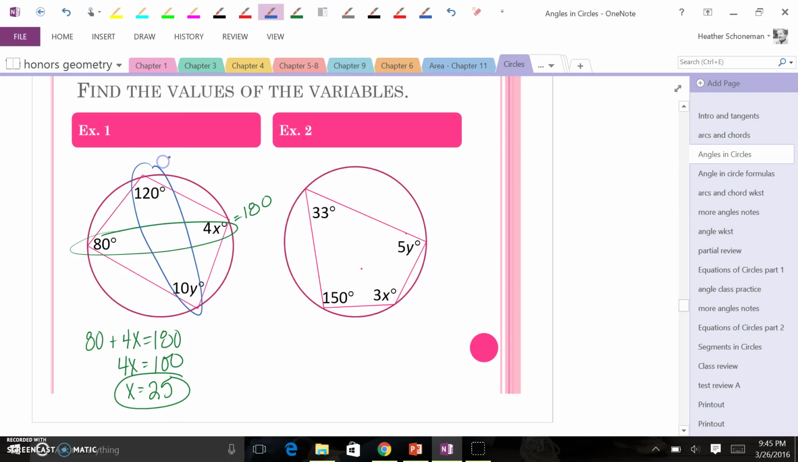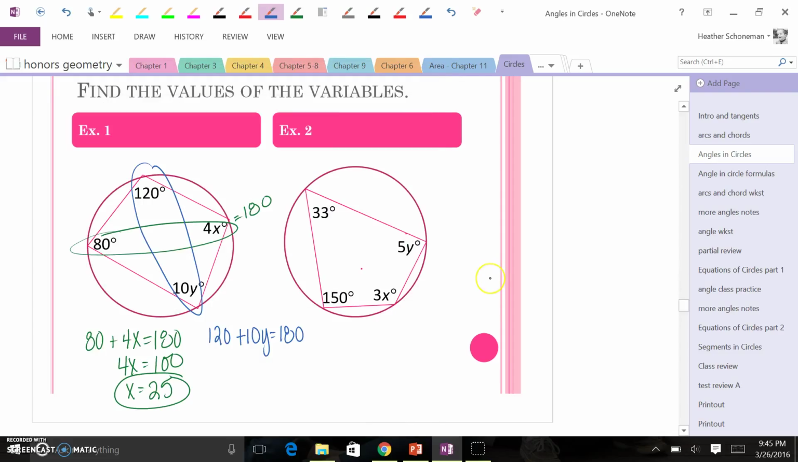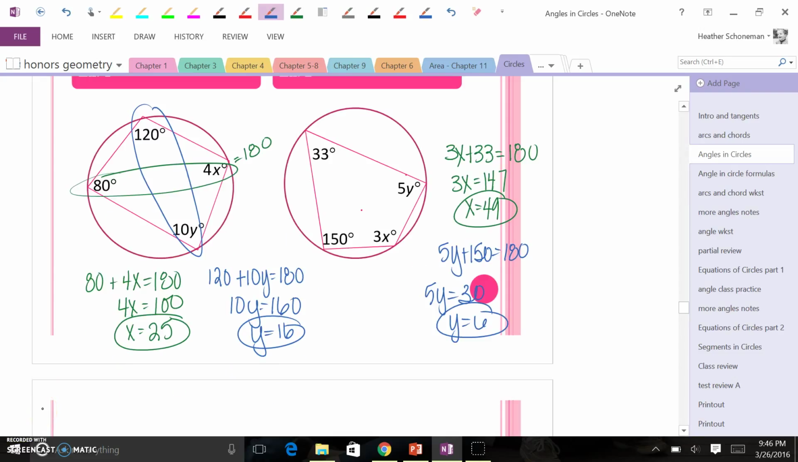Likewise, these two angles, they're going to add to 180. So 120 plus 10y equals 180. So we get 10y equals 160. So y is 16. Okay, I want you to pause the video and do example 2 on your own. Hopefully you got x is 49 and y is 6. Now you're ready for part 2 of angles and circles.